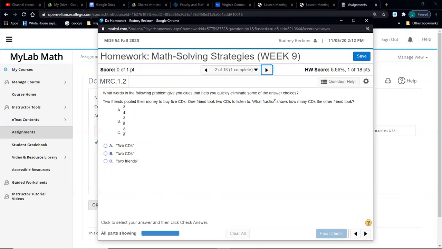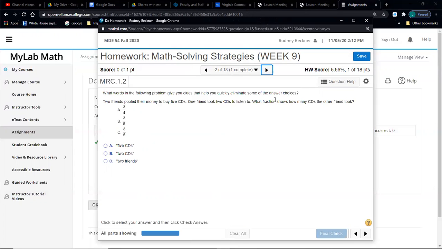What words in the following problem give you clues that help you quickly eliminate some of the answer choices? I just combined friends and pooled. Two friends pooled their money to buy 5 CDs. Someone's still buying CDs in this world somewhere. One friend took 2 CDs to listen to. What fraction shows how many CDs the other friend took?